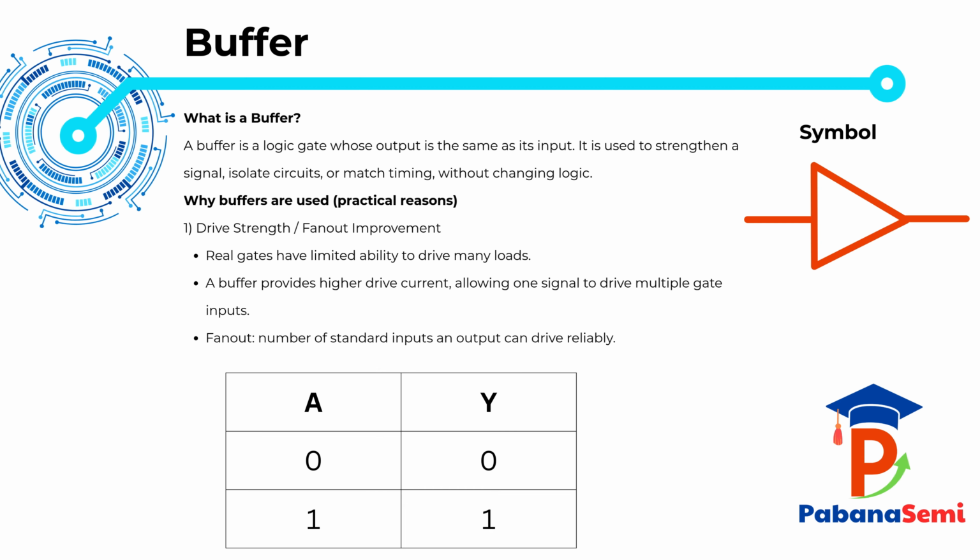This improves what we call fan-out, which is the number of standard gate inputs an output can drive without degrading signal quality. On the right, you can see the buffer symbol. It looks like a triangle, similar to NOT but without the small inversion bubble. The truth table at the bottom confirms the behavior. 0 stays 0, and 1 stays 1. So, remember, a buffer is not used to change logic. It is used to make the signal stronger, cleaner, and more reliable for the rest of the circuit.